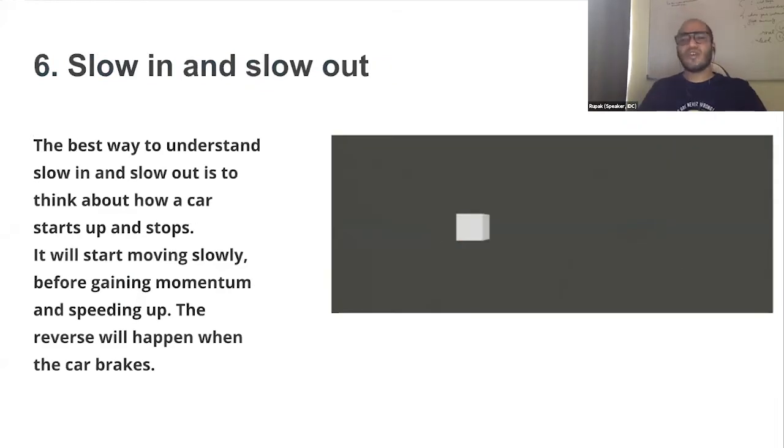Next one is slow in, slow out. It's also very simple. It's also taken from the real world. For example, take a car. The car will always start slow and then pick up pace, and then again it will stop very slowly. And that works for most objects in real life also. So it starts off slow, picks up pace, and then again stops. So this is it for slow in and slow out.